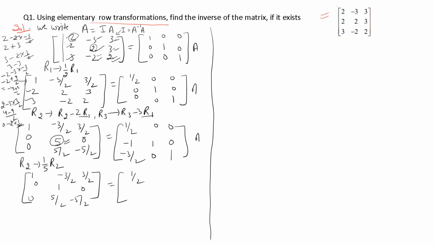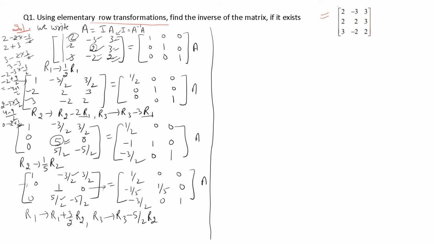To this side, again the same thing. Row number 2 is minus 1 by 5. This is 1 by 5. This is 0. And the rest of the rows are same. Now using this one, which is in row number 2, I will make these two entries 0. So the operations will now be using R2. R2 will be used to apply operation. R1 is R1 plus 3 by 2 times R2 and R3 as R3 minus 5 by 2 times R2. So let us apply these operations.